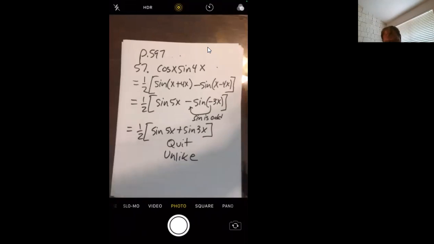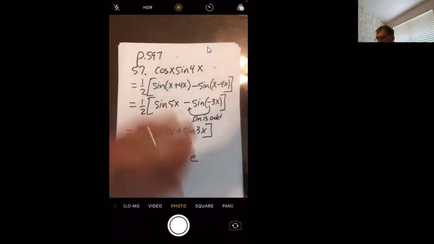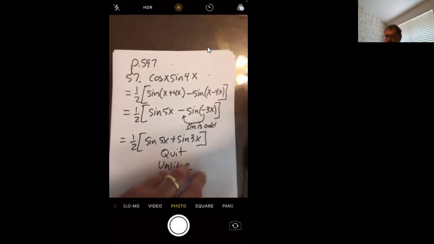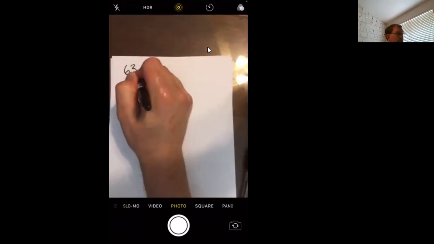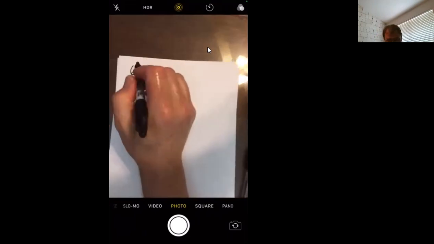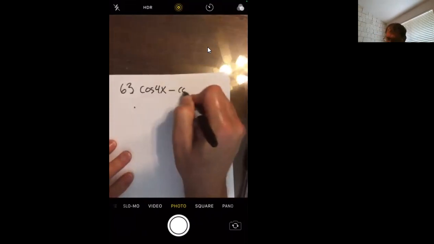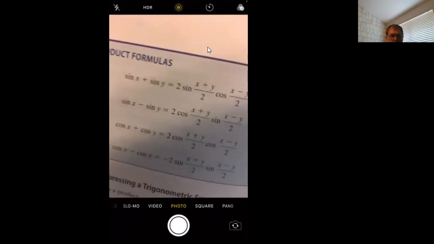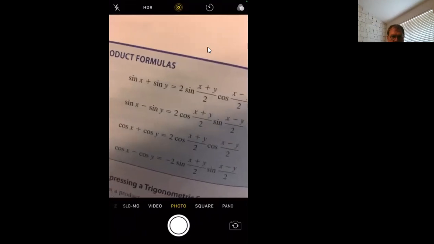All right. How about 63? Cosine of 4x, cosine of 6x, cosine minus a cosine, that'll be the last one there. So a negative 2, a sine of the average, sine of the difference divided by 2. No real name for that.